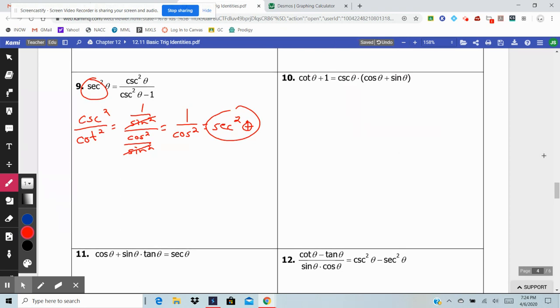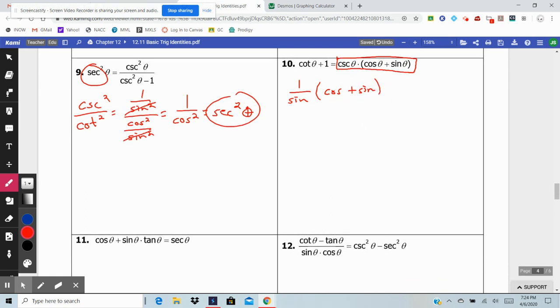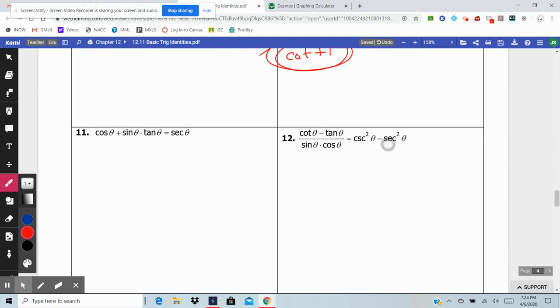Next one, let's try to clean up probably the right side. Again, you can do either one. There's not a whole lot you can do on the left side, so probably the right side. Cosecant, we're going to replace with 1 over sine. And inside we have cosine plus sine, distributive property. And we pretty much have the answer. 1 over sine times cosine would be cosine over sine, plus 1 over sine times sine over 1. The sines will cancel and leave you with 1. And I know that cosine over sine is equal to cotangent, so I have cotangent plus 1, which is what I was looking for.